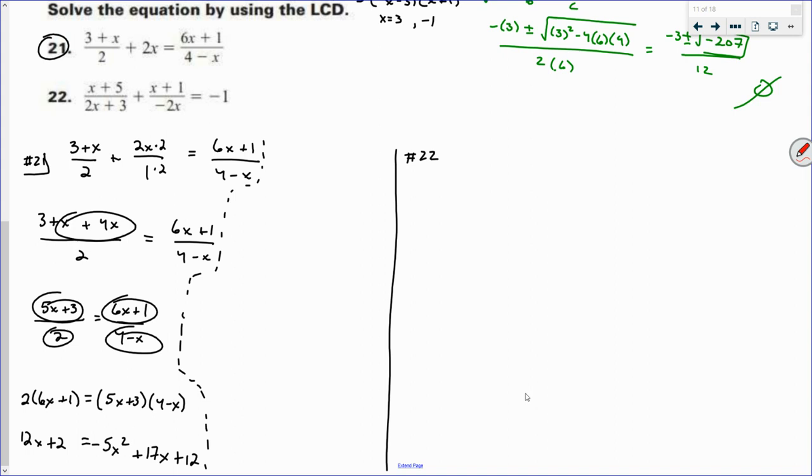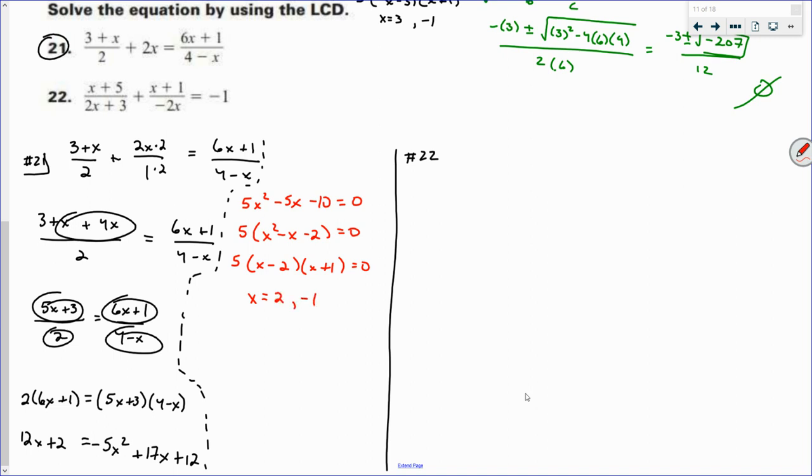If I move the 5x squared over to the left, add it over, subtract the 17x over, minus 5x, subtract the 12 over, minus 10 equals 0. Factor the 5 outward: x squared minus x minus 2 equals 0. I do think this one will factor. (x minus 2)(x plus 1). x equals 2 and negative 1.